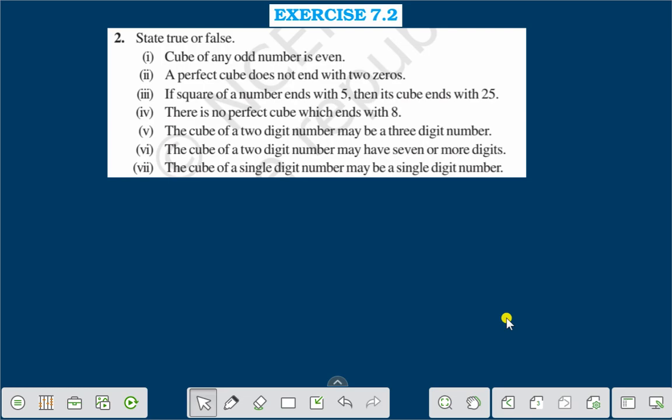Hello everyone. Today we shall discuss exercise 7.2 question number 2. State true or false.